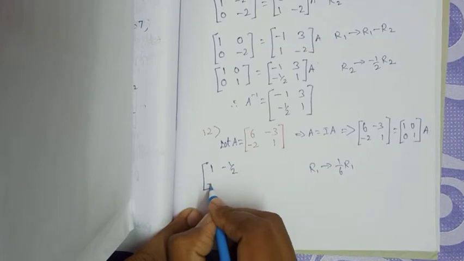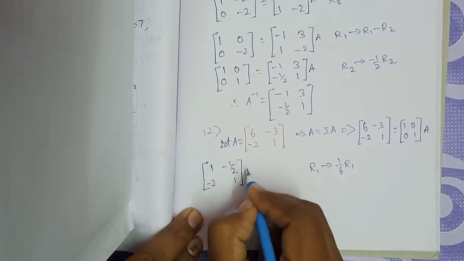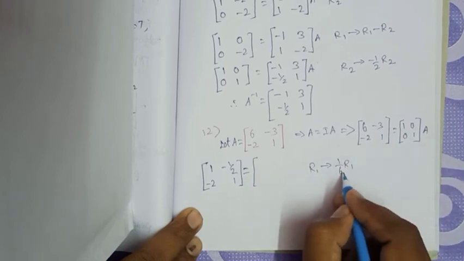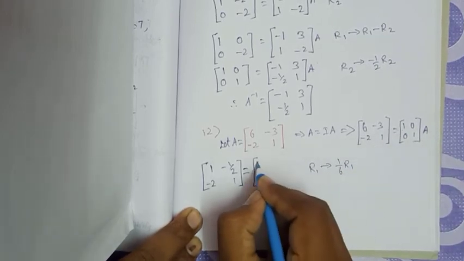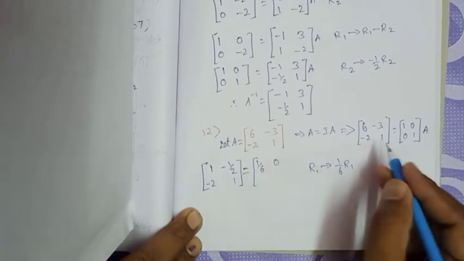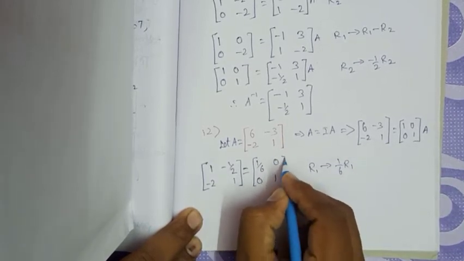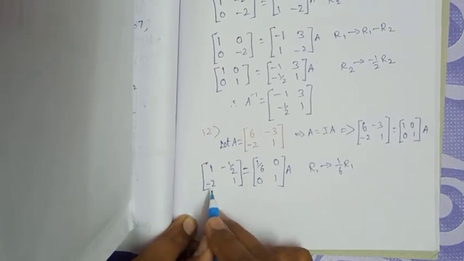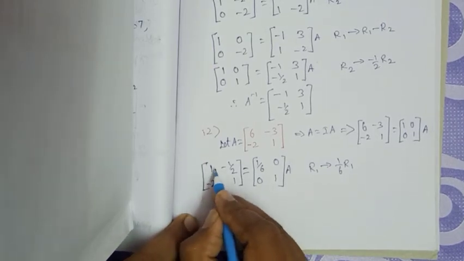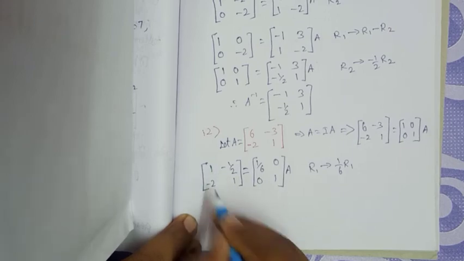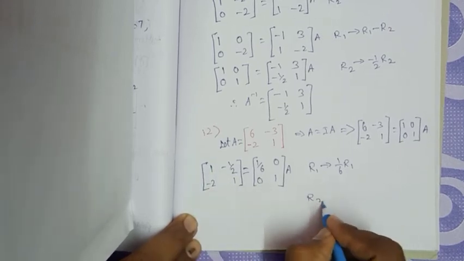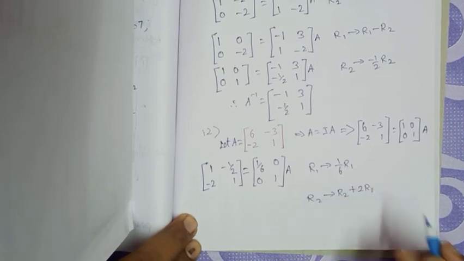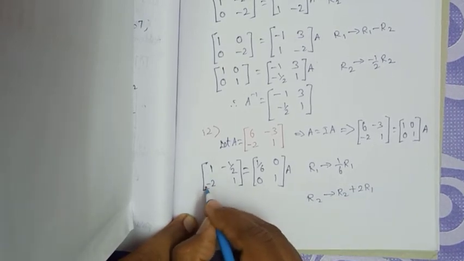In the second row there are no changes: minus 2, 1, equal to, and in the first row we apply the operation 1 by 6 into R1. So we get 1 into 1 by 6, 1 by 6, and 0 into anything, 0. Then 0, 1 into A. Next we convert this entry to 0. Then we apply 2 into R1 plus R2. So the rule is R2 implies R2 plus 2R1, because both have opposite signs.